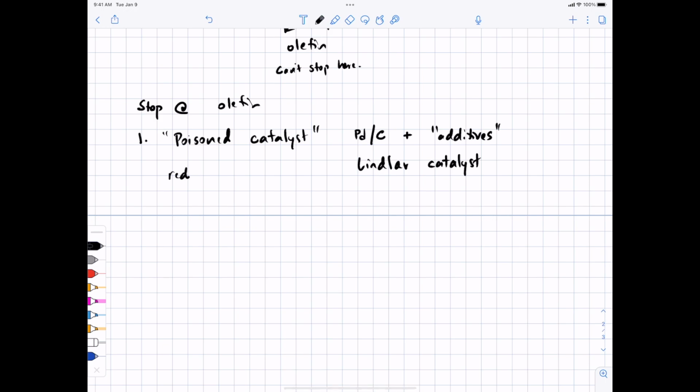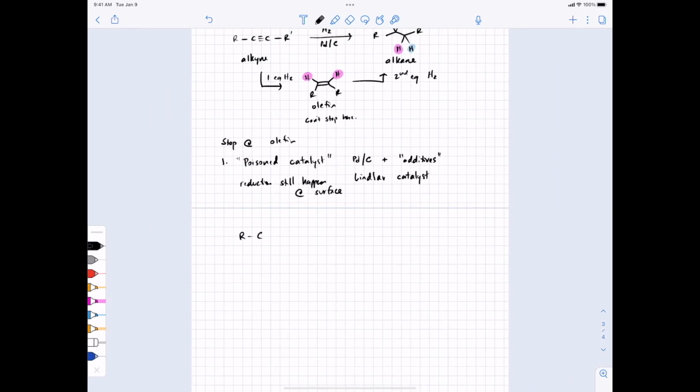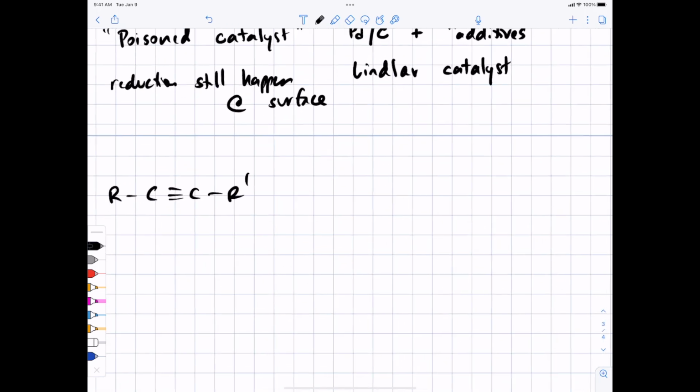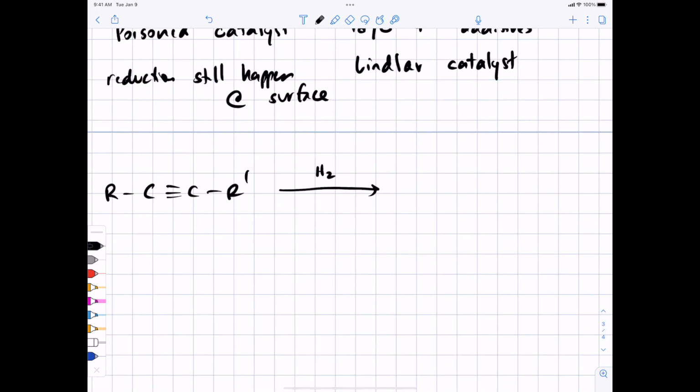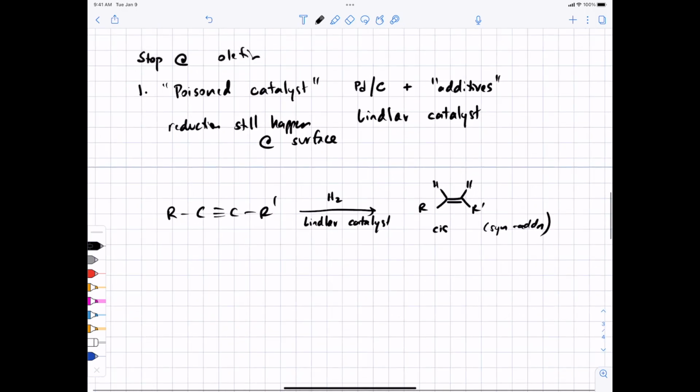But the reduction still happens at a surface, and so you still get syn addition of hydrogen across one of the pi bonds of the alkyne. So if you take this alkyne that we've talked about and you use, again, hydrogen, similar setup as catalytic hydrogenation, only you're using the Lindlar catalyst, you can stop at the olefin, but you're going to get the cis olefin because it's a syn addition. All right, so that's option one.